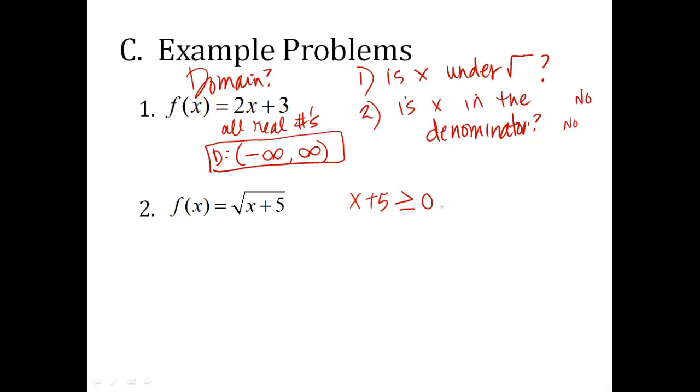If it's less than 0, then it's negative. I want it greater than or equal to. If it's a 0 under the radical, that's okay. We just can't have a negative. So what you do is you set up this inequality. X plus 5 is greater than or equal to 0. And then we solve this.